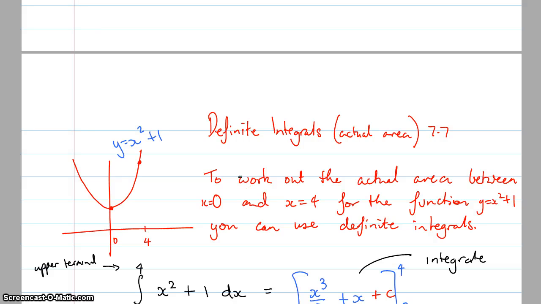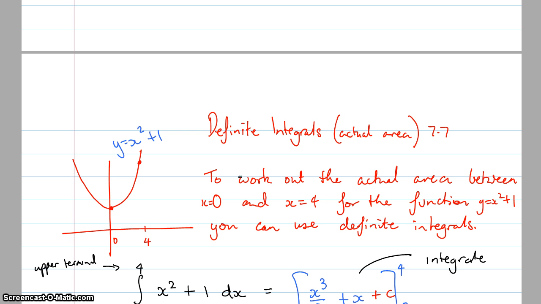G'day, this is a video on definite integrals. The first one I made of this didn't work so well, but this one I think is going to work. So I think this might be the 11th video in the series on integration. And for this one, exercise 7.7, we're actually going to work out the actual area under a curve.